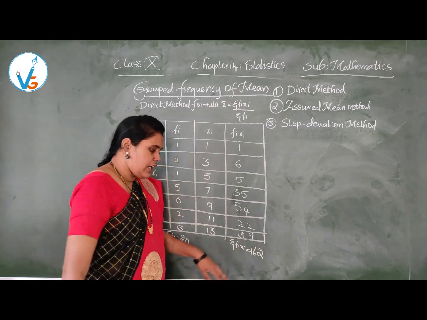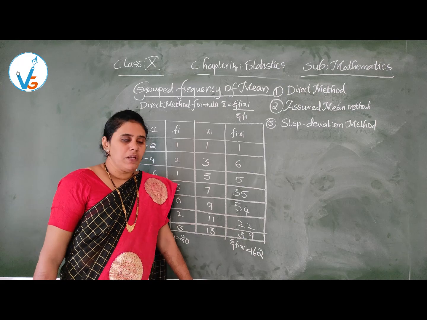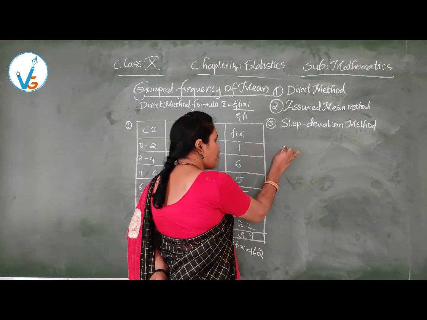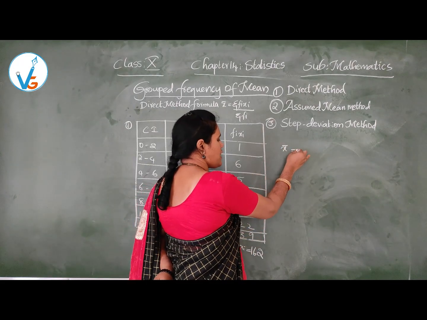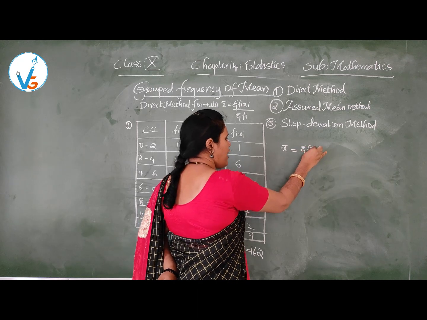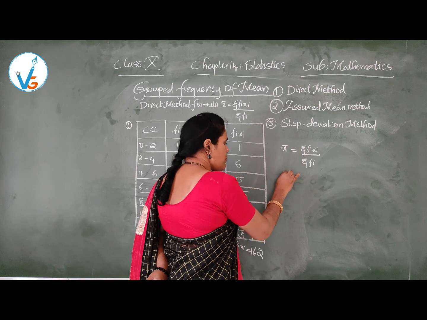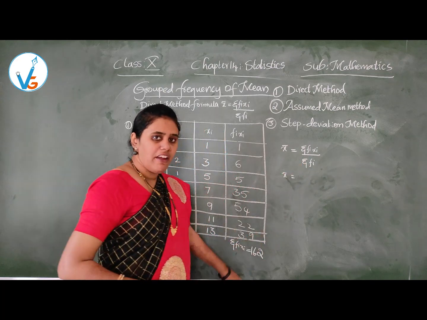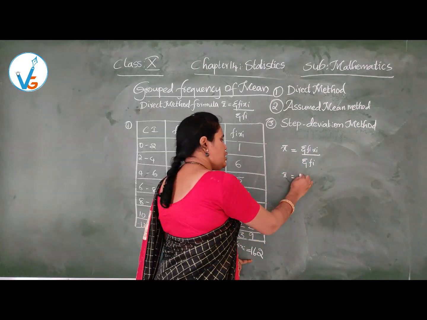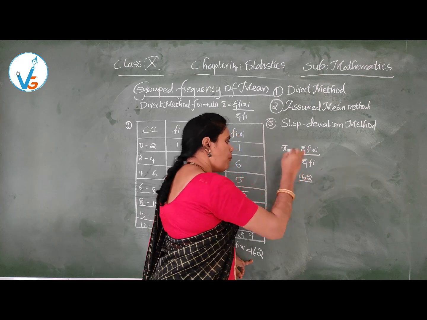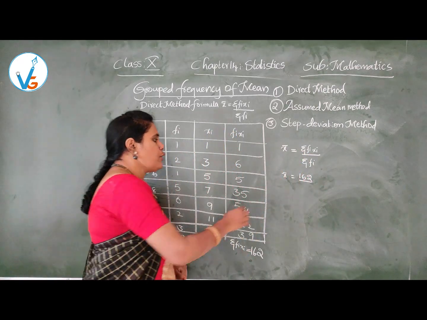So here you got sigma Fi xi. Now you have to substitute in the formula. What is the formula of the mean? X bar is equal to sigma Fi xi by sigma Fi. So x bar, which is equal to sigma Fi xi, is 162, 162 by sigma Fi, which is 20.